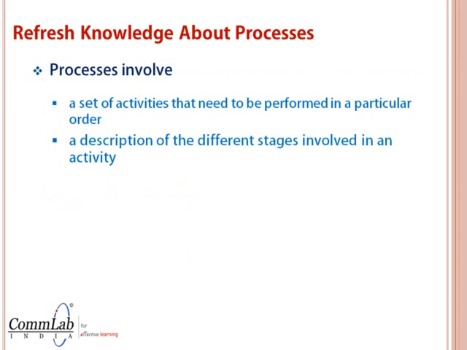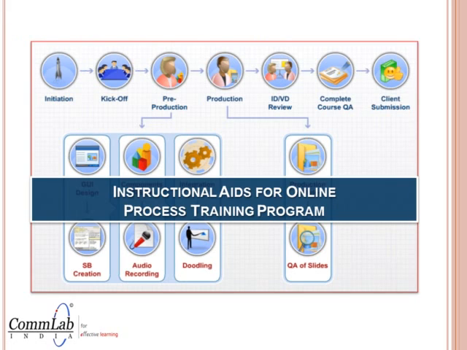Processes involve a set of activities that need to be performed in a particular order. Individuals will need to apply this knowledge when performing their tasks. Processes could also be a description of the different stages involved in an activity. Individuals might just have to remember the process as background information. Process training is the key for performing standardized operations and for achieving quality output.